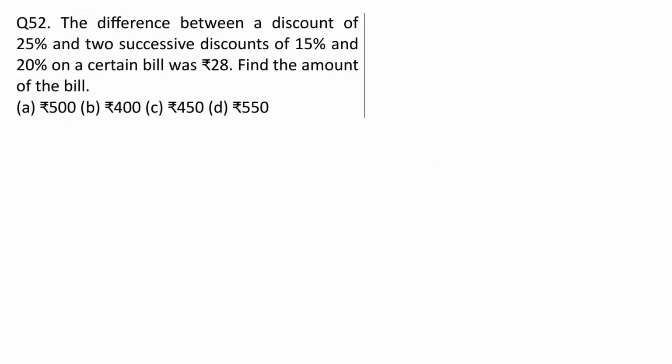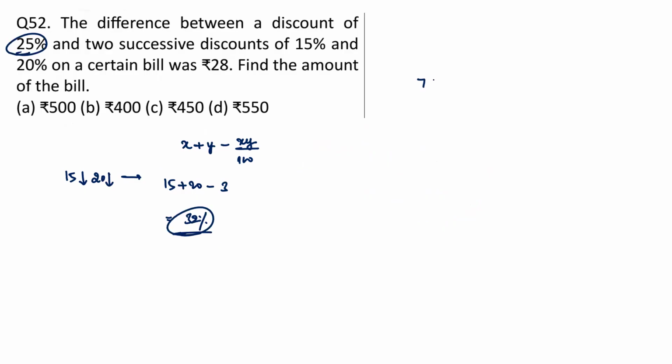The difference between two successive discounts of 25% and two successive discounts of 15 and 20. If 15 is followed by 20, use the formula x plus y minus xy by 100. That is 15 plus 20 minus 300 by 100, which is 3. So 35 minus 3 is 32%. The difference between 25% and 32% is 7%. If 7% is 28 rupees, 7 fours are 28, so 100 fours are 400. So the answer is 400.